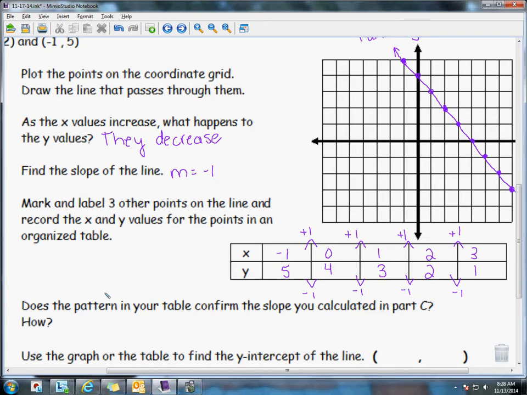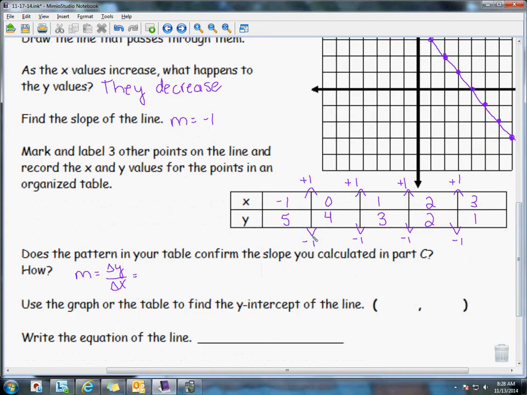So here, for where it says, does the pattern in your table confirm your slope? We're going to put m is equal to our change in y over change in x. Okay, so make sure you're very careful when you read this. Y is at the bottom, so my change in y here is -1, and my change in x is a +1. So change in y is -1 divided by a +1, and again that reduces to -1. So does the pattern in your table confirm what you calculated in part C? Yes, it does. Where it says how, that would be this right here, using change in y over change in x.